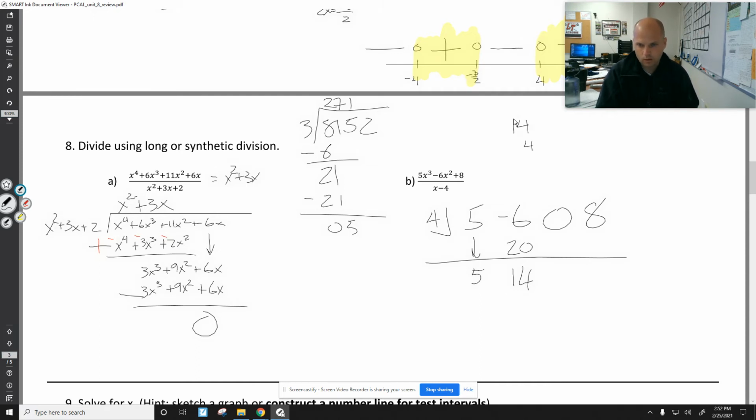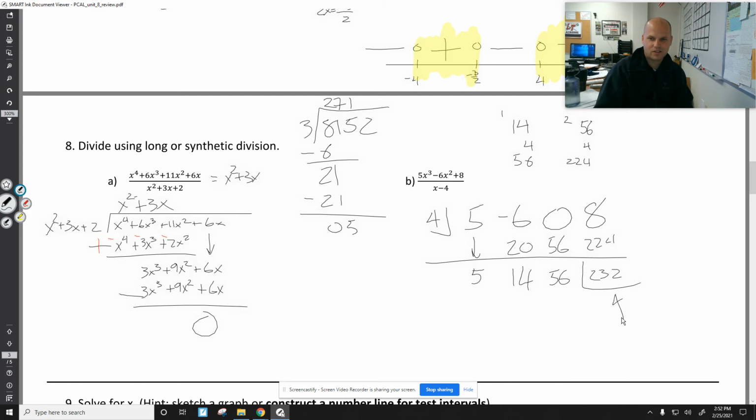14 times 4 is 56. We add going down. Are you serious? This is ridiculous, this problem. 56 times 4 is 224. We add, we get 232.